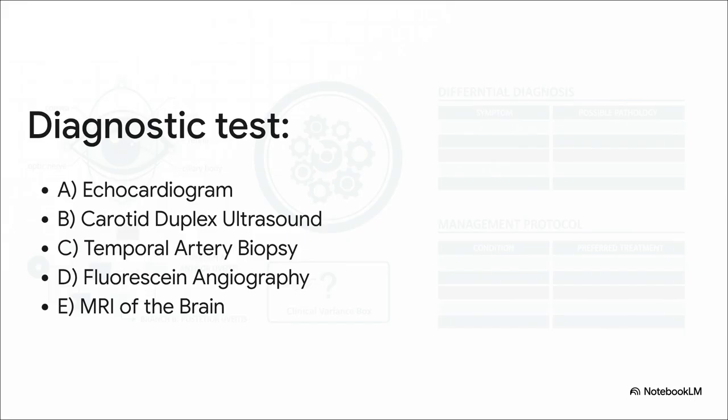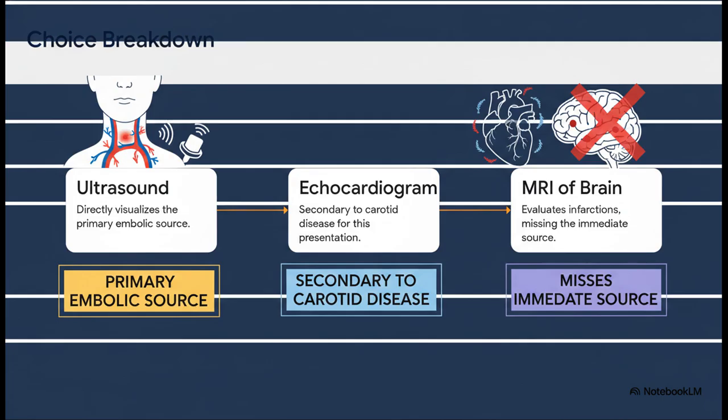A. Transthoracic echocardiogram. B. Carotid duplex ultrasound. C. Temporal artery biopsy. D. Fluorescent angiography. Or E. MRI of the brain. The correct answer is B.